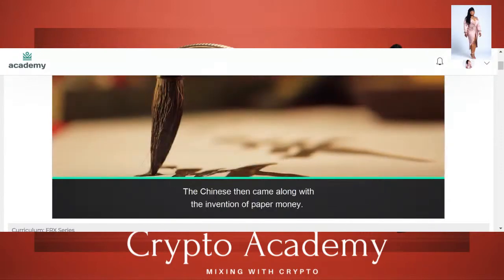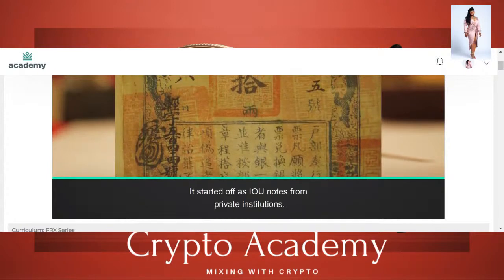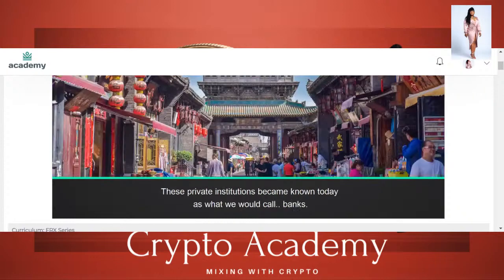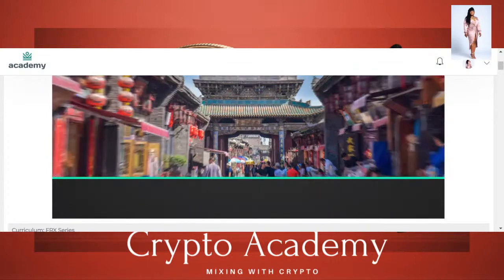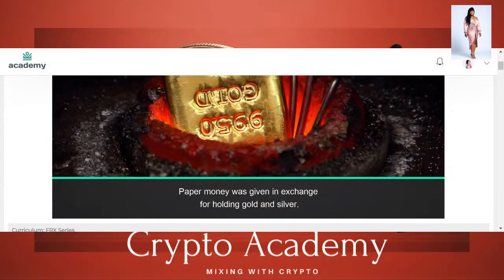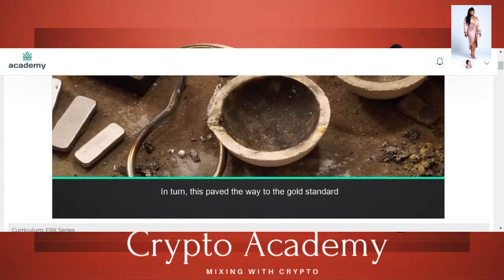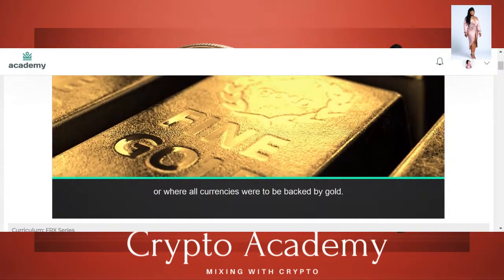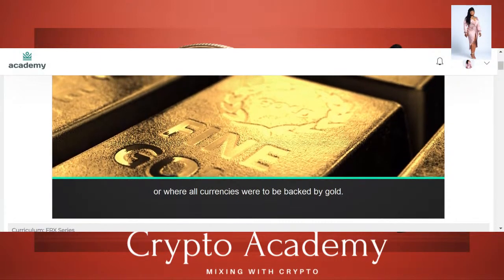The Chinese then came along with the invention of paper money. It started off as IOU notes from private institutions. These private institutions became known today as what we would call banks. Paper money was given in exchange for holding gold and silver. In turn, this paved the way to the gold standard, or where all currencies were to be backed by gold.